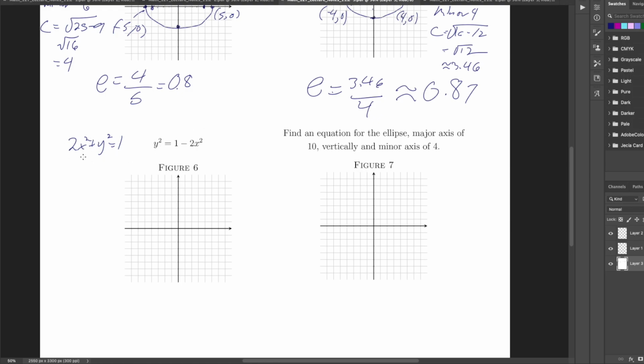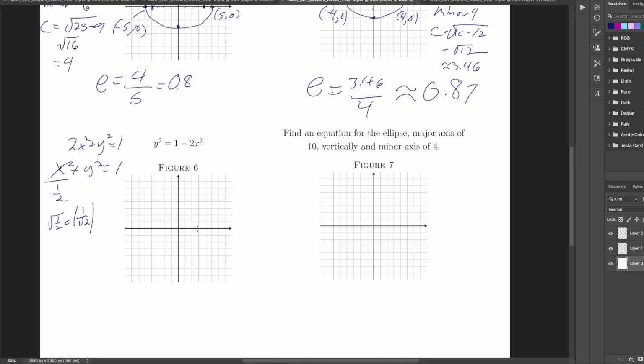So what is this divided by? Here we can rewrite this as x squared plus y squared over a half. So here we take the square root of a half. The square root of 1/2 is equal to 1 over the square root of 2. And so here we have 1 over square root of 2 and 1, right? So here will be about 0.7.